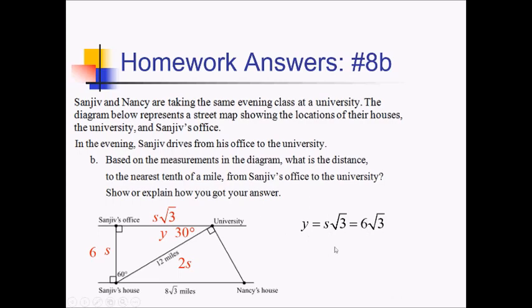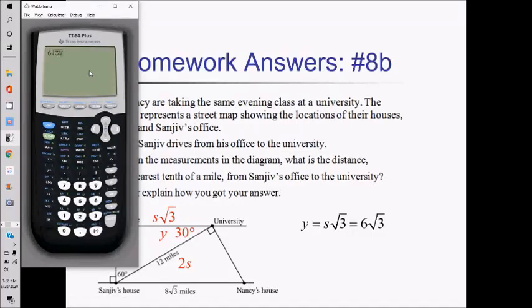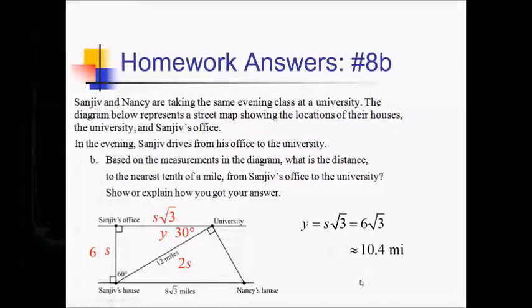But now they want this to the nearest tenth of a mile, so let's get out the calculator. So here's my calculator, plugging in 6 times the square root of 3. That's going to be 10.4 miles if we round off to the nearest tenth.